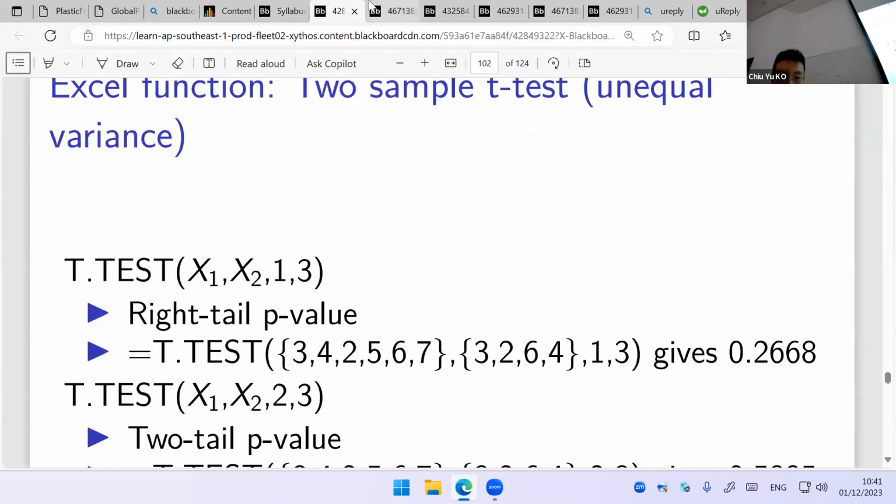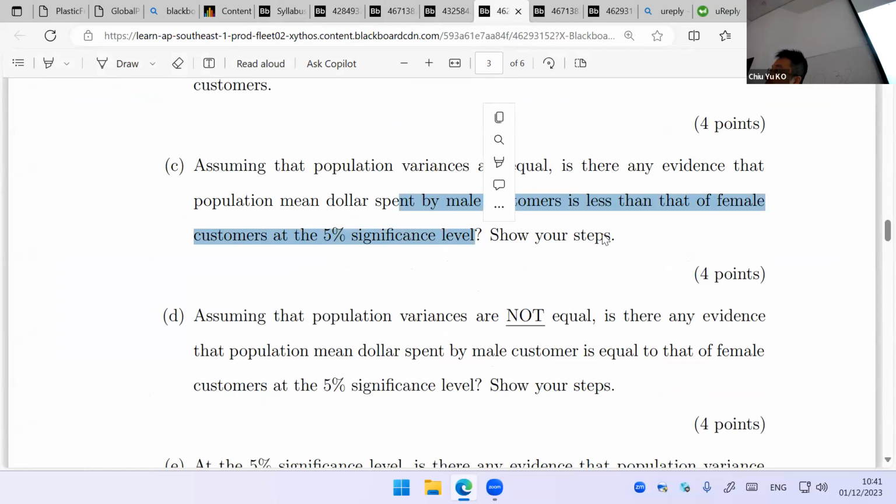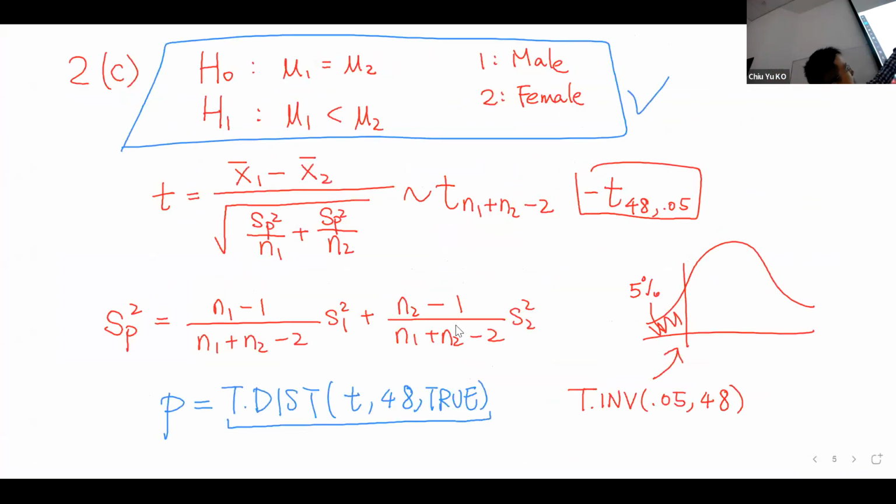How can we distinguish left tail and right tail? The question tells you right tail or left tail, like less than. Of course, you define what is 1 or 2. Look at question C again. I write male is 1, female is 2, and I care about the subtraction, then it's the left tail. If I write female is 1 and male is 2, then you use the right tail. So it really depends on how you write it.